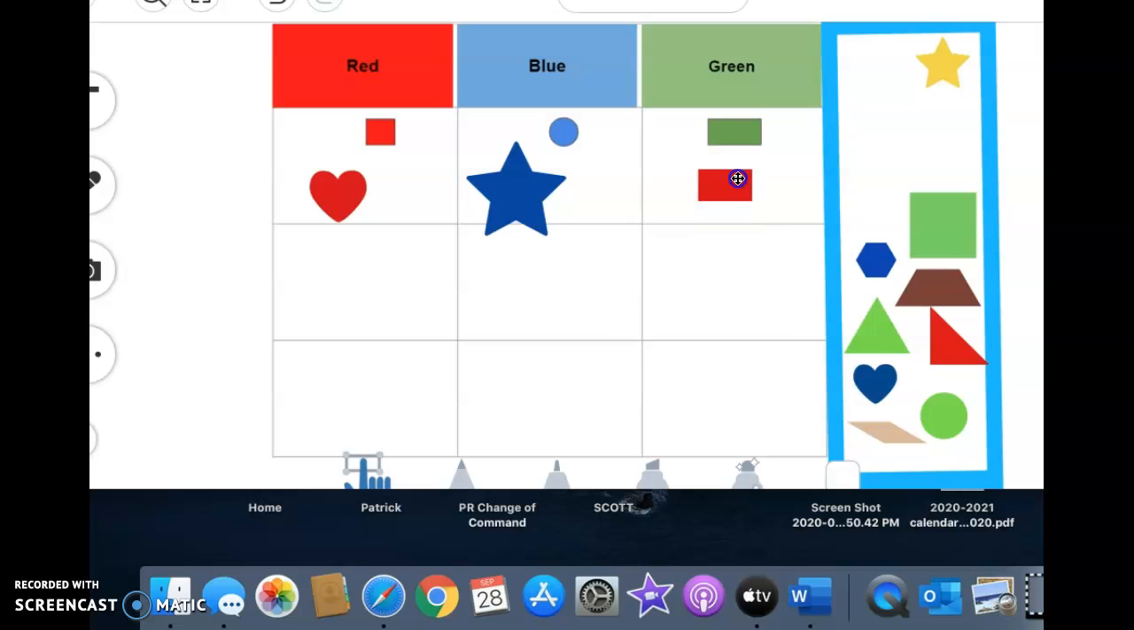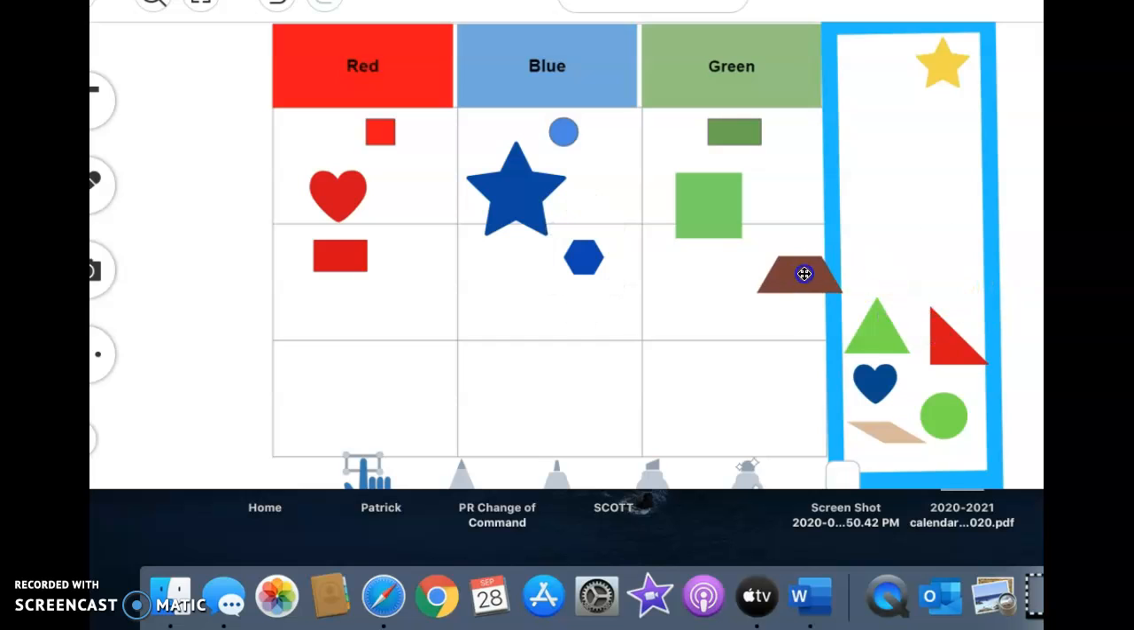Red rectangle, doesn't go with the green rectangles. We need to sort by color. Red. Green square. Blue hexagon. Brown trapezoid. No. Red triangle. Yes.